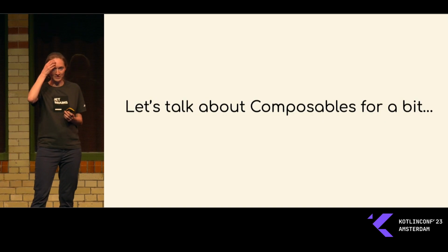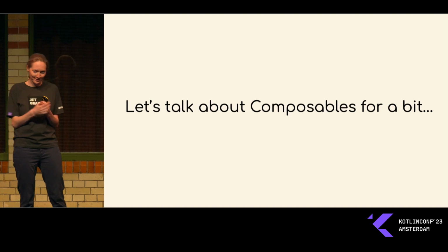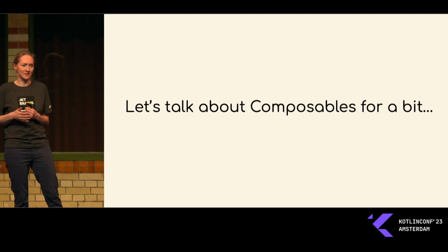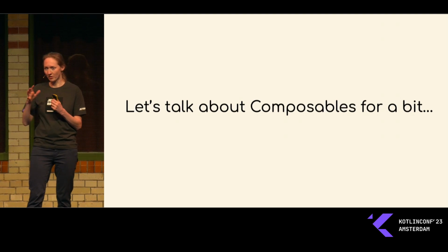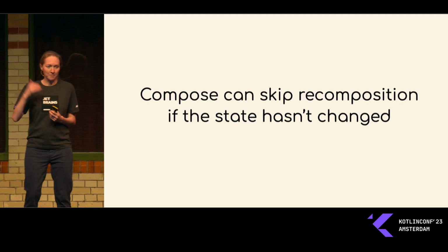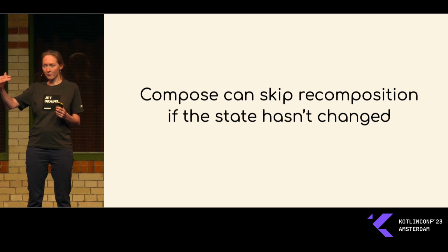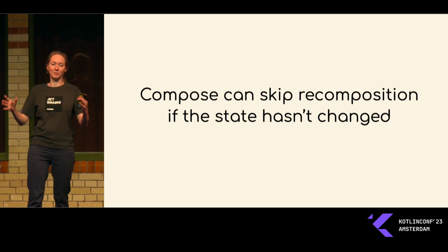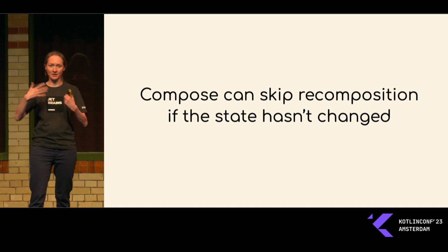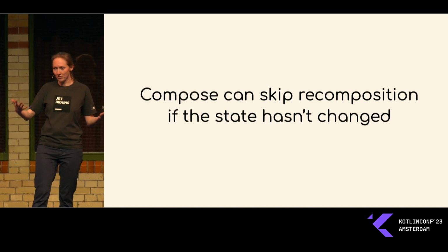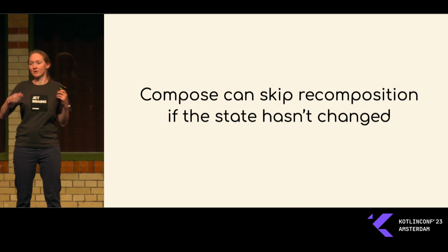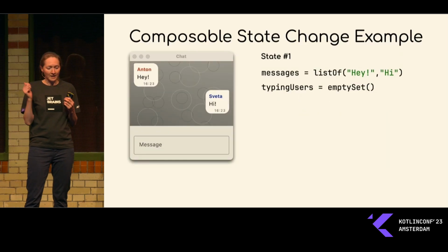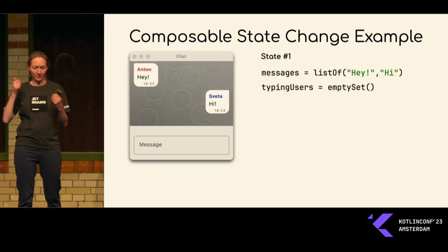And let's talk about composables for a bit. Sorry for those of you who are not really aware. This is probably the only part that assumes a bit of knowledge of Compose. Compose can skip recomposition if the state hasn't changed. Even for those who don't know anything about it, probably you've heard it. The power of Compose is that it optimizes lots of things for you, and it doesn't do unnecessary work, so if nothing has changed, it does nothing. In our case, let's look at this example of state change.